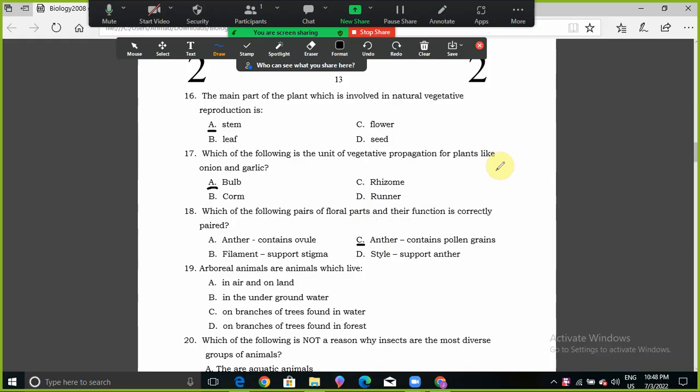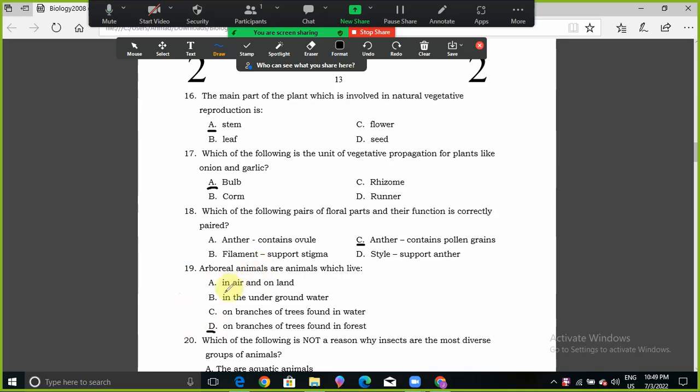Okay, now in question number 19 it says, arboreal animals are animals which live where? In air and on land, or in the underground water, or on branches of trees found in water, or on branches of trees found in forest. An example of arboreal animals is monkeys. And where do monkeys live? They are living on the branches of trees found in the forest, right? So the best answer for question number 19 is D.